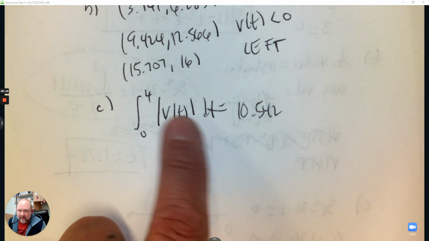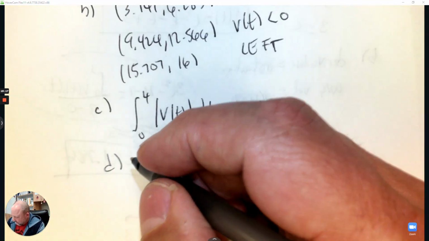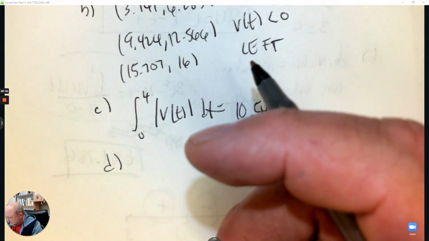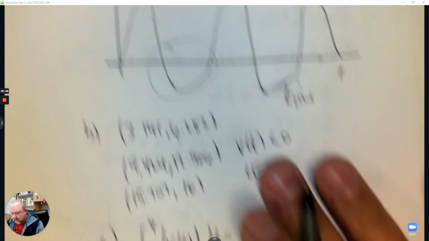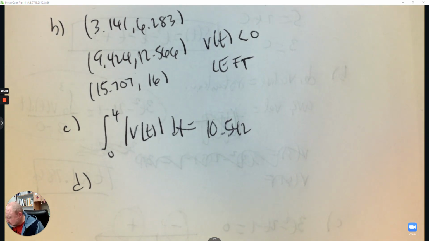Part D. I guess technically this is 3 on there, just so you know. Part D, is there any time from 0 to 16 in which the particle returns to the origin? And justify your answer.